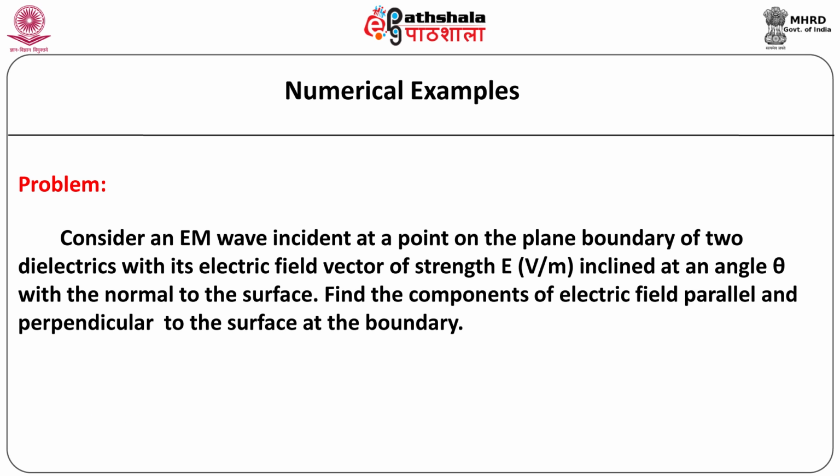Now, let us see a problem wherein the knowledge of computing components of a vector along a specific direction is involved. The problem reads like this. Consider an electromagnetic wave incident at a point on the plane boundary of two dielectrics with its electric field vector of strength E volts per meter inclined at an angle theta with the normal to the surface. Find the components of electric field parallel and perpendicular to the surface at the boundary.